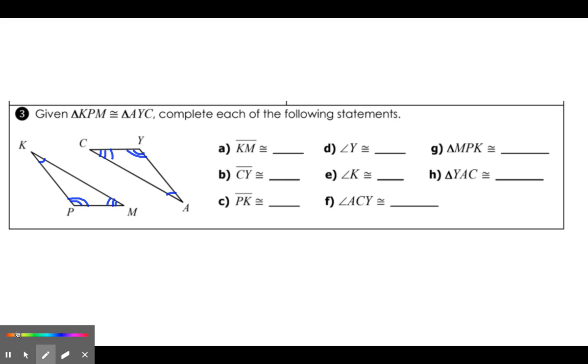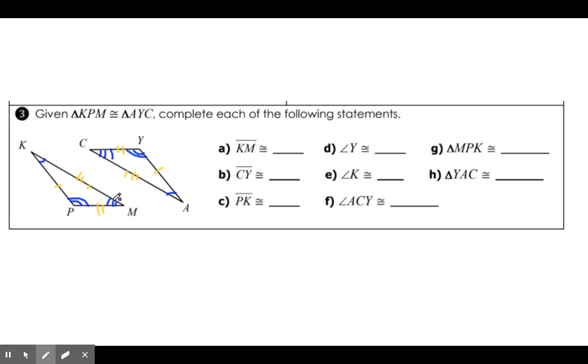correspond. All right, so KP is going to correspond to AY. PM is going to correspond to YC. And then KM is corresponding to AC. All right, so now that we have that labeled properly, then we should be able to easily fill out this information over here. So we want to know KM.